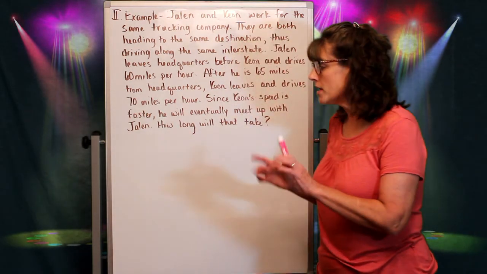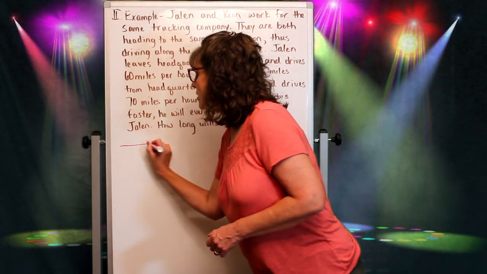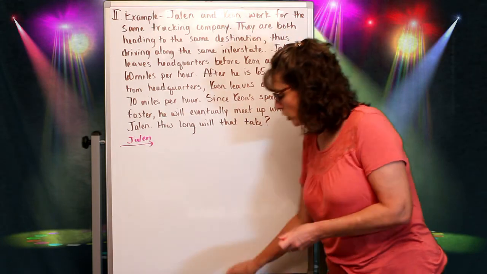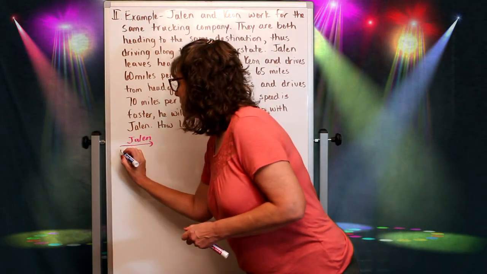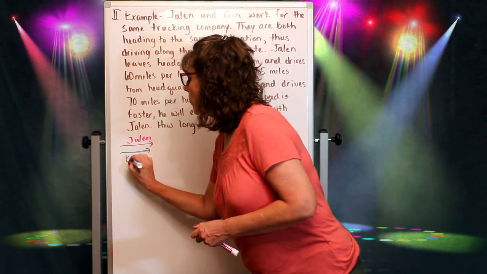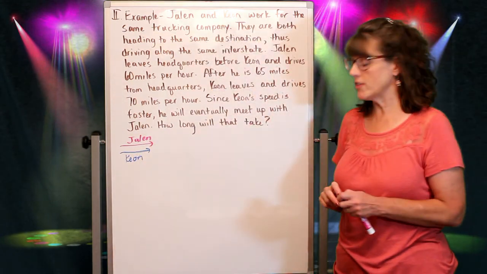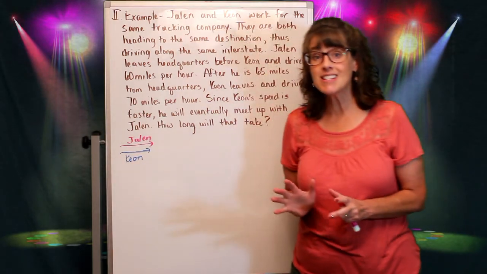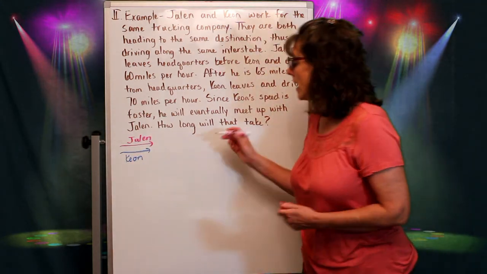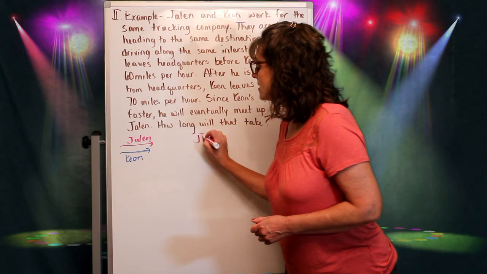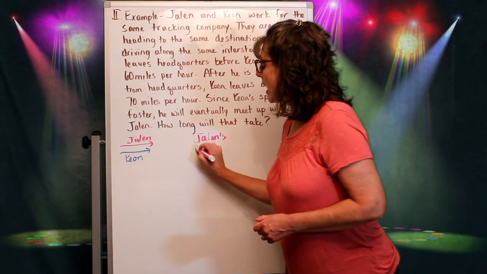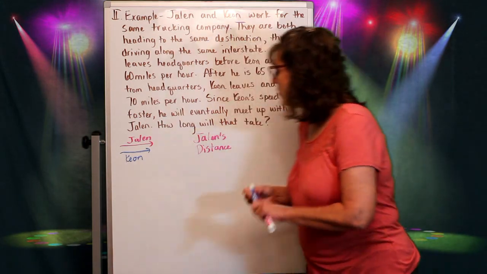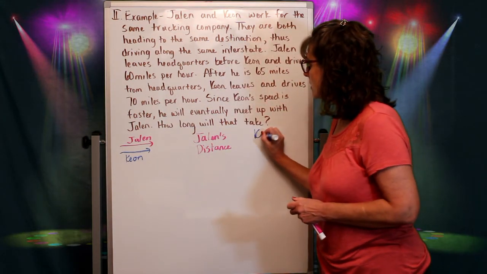And we know that what is happening here is we've got Jalen driving along like this. And we've got Keon going along the same route. And we want to know at what point they will arrive at the same spot. So what we're doing here is we're mapping out their distance, and once we figure out Jalen's distance and we figure out Keon's distance, what do we want to happen with those two distances? And here's Keon's distance.